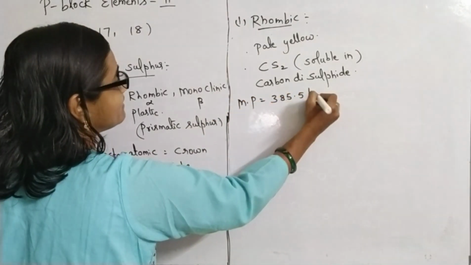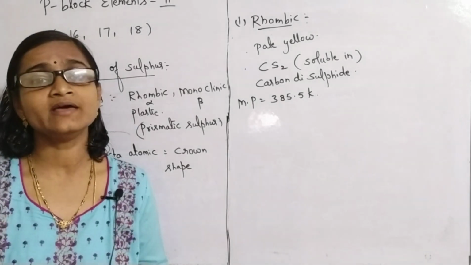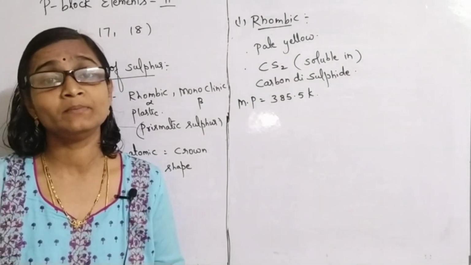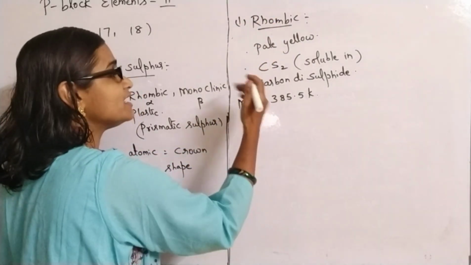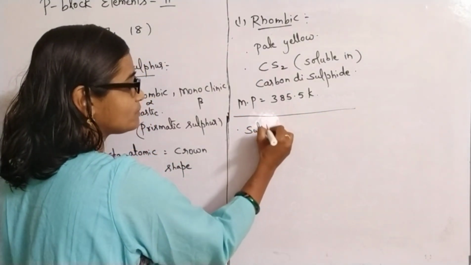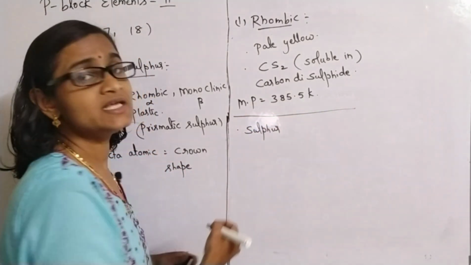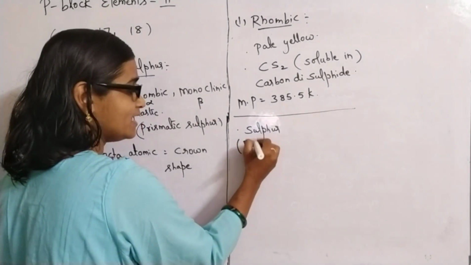385.5 Kelvin. Okay, it has a high melting point. Generally if you are heating sulfur, it melts, it catches fire, and it burns with a blue colored flame. I am not only speaking about rhombic, but generally about sulfur. Sulfur burns with what? Blue colored flame. Sulfur is actually pale yellow colored.